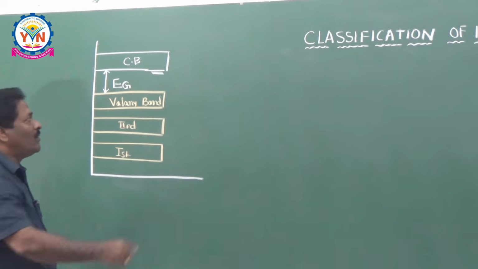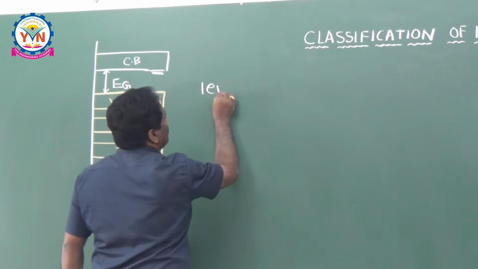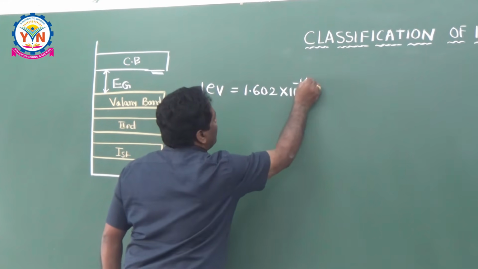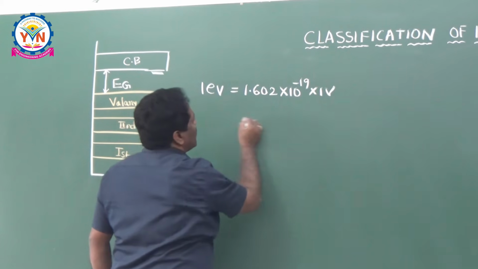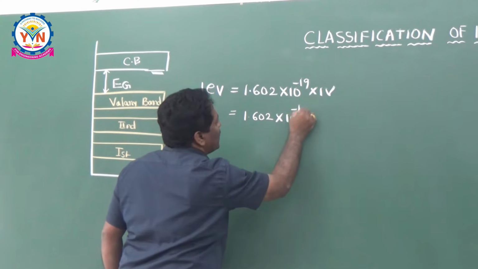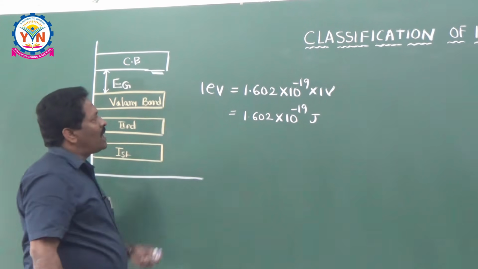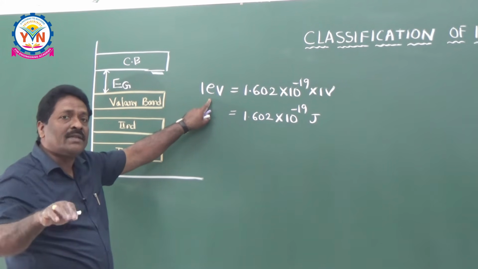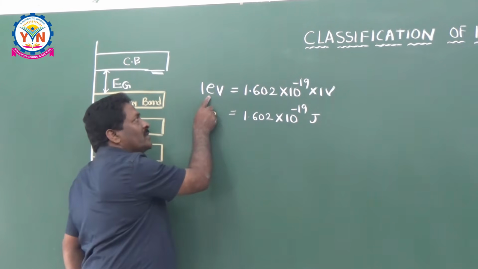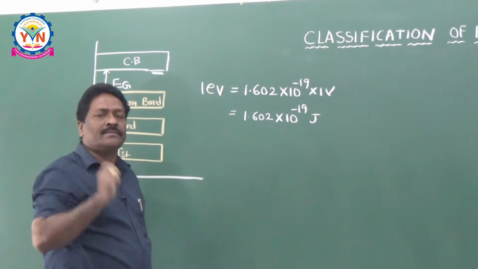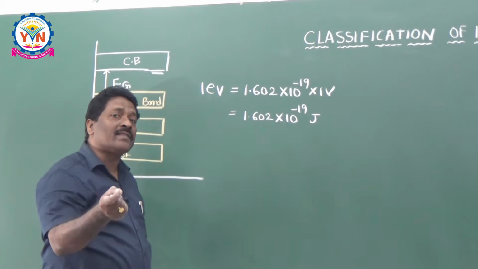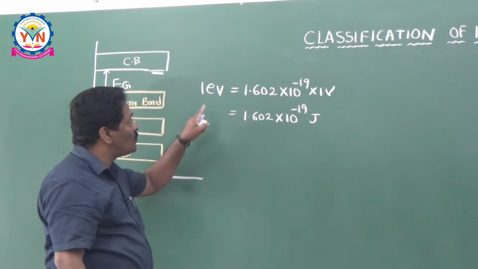What is an electron volt? 1 electron volt is equal to 1.602 into 10 to the power of minus 19 into 1 volt. That means this is equal to 1.602 into 10 to the power of minus 19 joules. Electron volt is a unit of energy which is defined very easily. That means it is the energy gained by an electron whenever it travels through a potential of 1 volt. So electron volt is the appropriate unit for measuring the energy levels of these electrons in an atom. That is the reason we have chosen this.